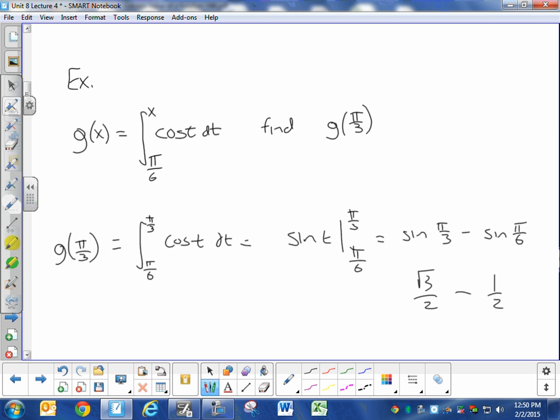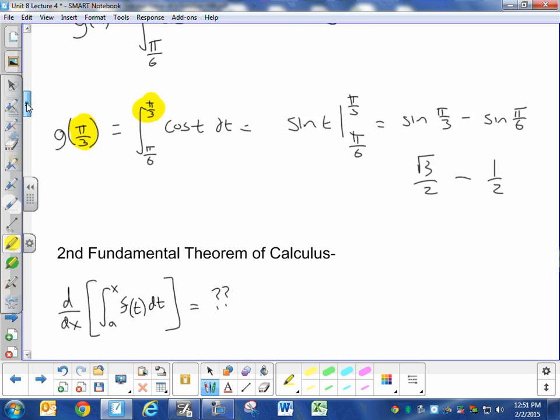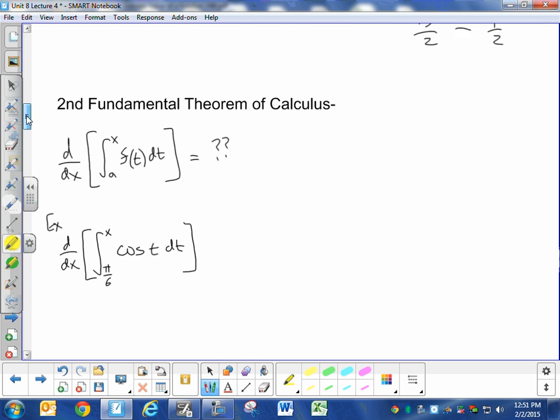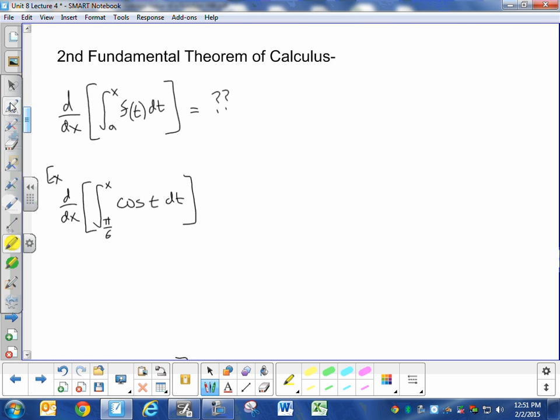Questions about how I did that? I want to find a value for g. I can just plug in that value for x and then go for it. Okay. Well, the next question is, what is the derivative of that? And this is where the second fundamental theorem of calculus comes into play.